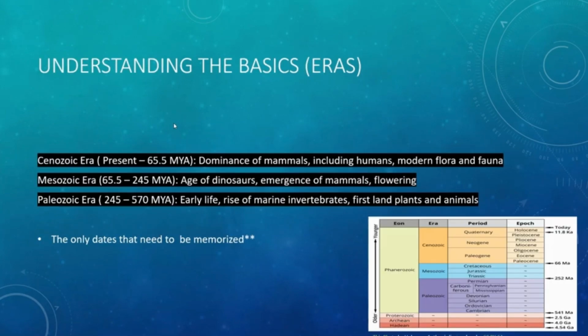For this unit, we only have to memorize three dates, which are for the Cenozoic era, the Mesozoic era, and the Paleozoic era. The Cenozoic era extends to present day from 65.5 million years ago, the Mesozoic era extends from 65.5 million years ago to 245 million years ago, and the Paleozoic era extends from 245 to 570 million years ago.